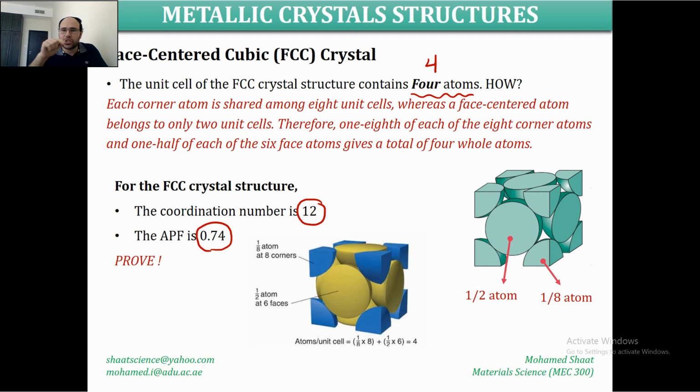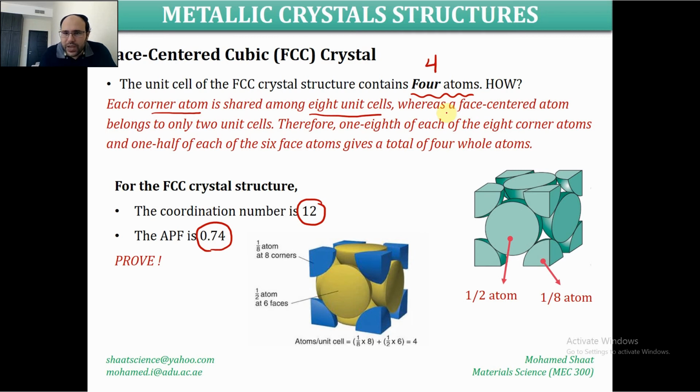Why? Because this atom is common. It is shared between 8 unit cells. Because at every corner, since we have a cubic shape, we may have 8 unit cells that could meet together at one corner. It means that this atom is shared between 8 unit cells. So every single unit cell is going to take 1/8 of that atom. So each corner atom is shared between 8 unit cells. What does this mean? It means that this one atom will be divided by 8.